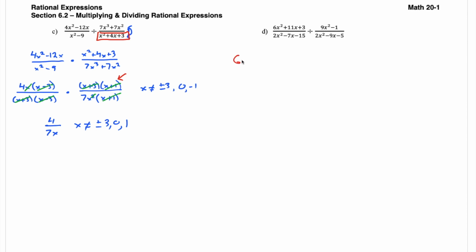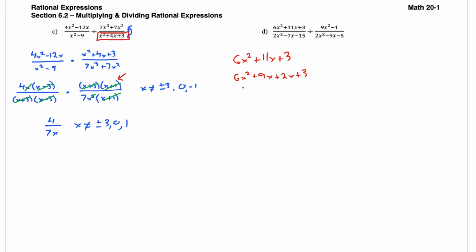So if we just start with the 6x squared plus 11x plus 3. Now to factor these ones, remember we take the a value here, which is 6, times the c value, which is 3, so that's giving us 18. So we need a product of 18 and then a sum of this middle term, 11. And so 9 and 2 will give us that. So we'll break that middle term up into 9 and 2. So we have 6x squared plus 9x plus 2x plus 3. You can put those in either order.